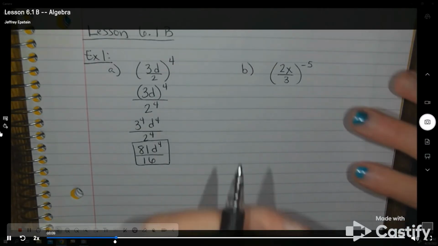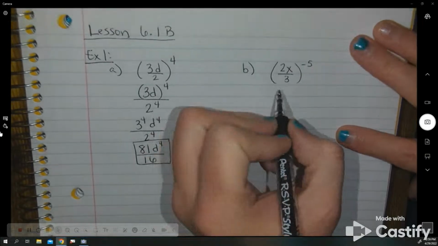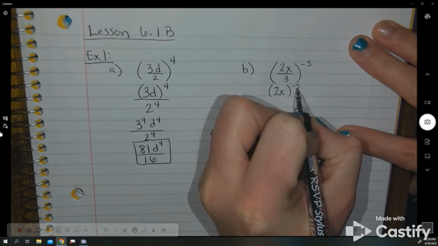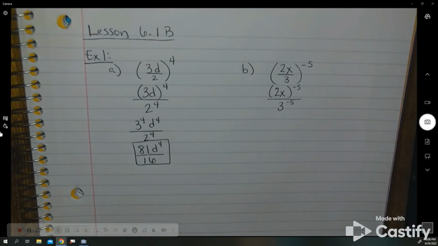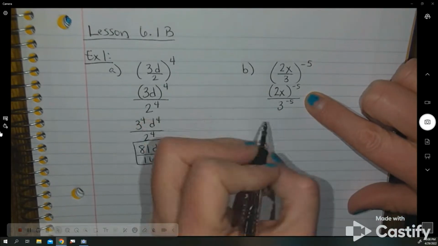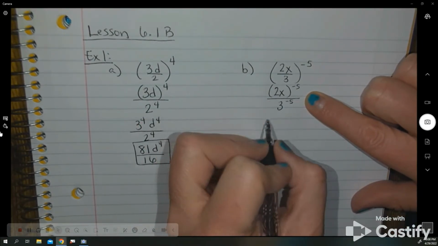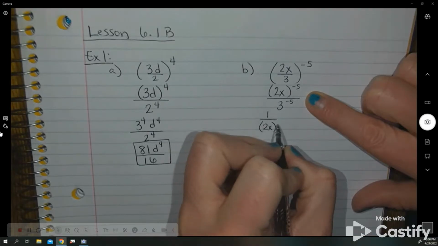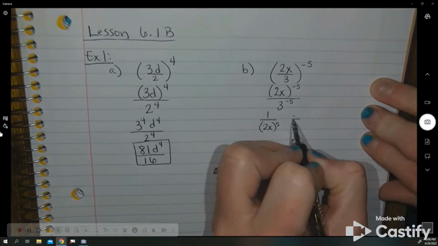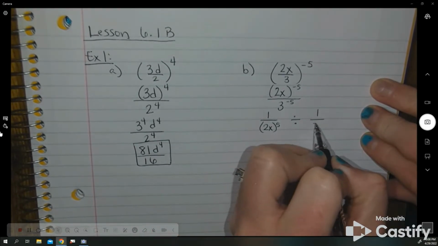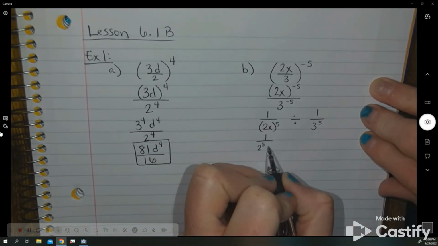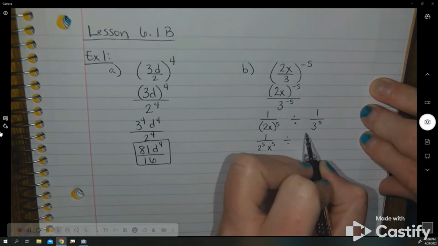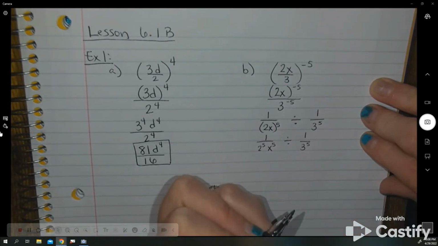So when I'm looking at this, remember it's like distributing this exponent to the top and the bottom, the numerator and denominator. So I have 2x to the negative 5 over 3 to the negative 5. So just like we've done in the past, let's take the top and make it a fraction, and then the bottom make it a fraction. But we're going to use this fraction bar as our old version of the division symbol. So I've got 1 over 2x to the fifth. That takes care of my negative in my exponent. Divided by, so that takes care of the fraction bar, 1 over 3 to the fifth. So to simplify, this is 1 over 2 to the fifth times x to the fifth, divided by 1 over 3 to the fifth.